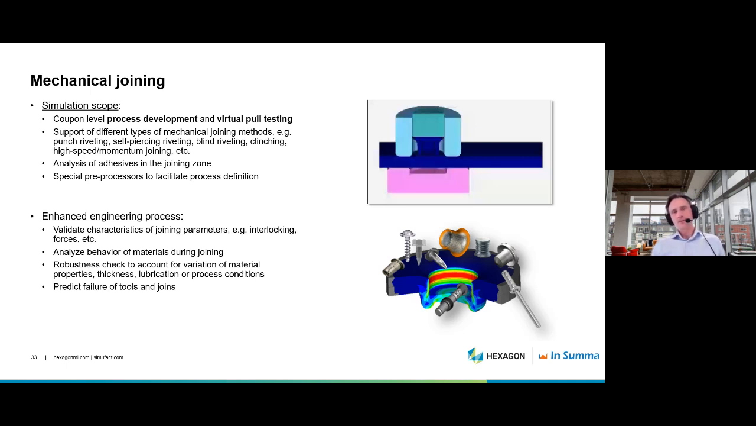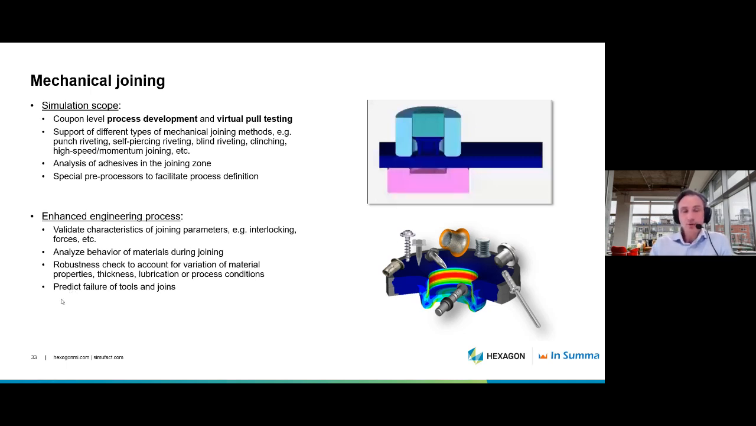The simulation technology can be used to estimate all sorts of methods: punch riveting, self-piercing riveting, clinching, and even high speed or high momentum joining. You can also do an analysis of what the adhesive is going to do in the joining zone. And then again, especially here, you need some special preprocessors to facilitate the process definition.